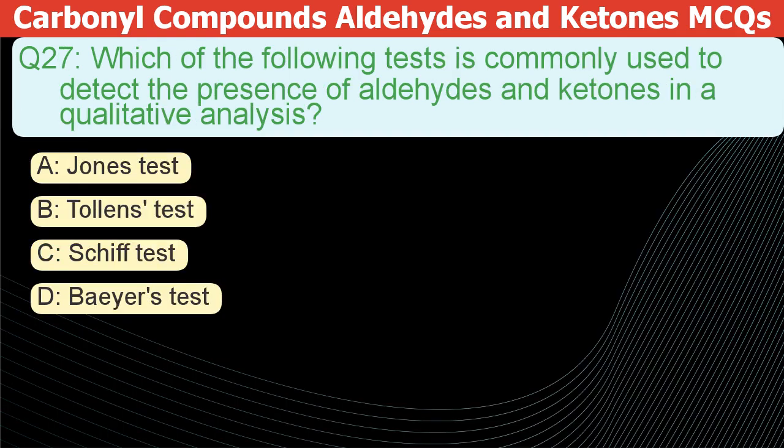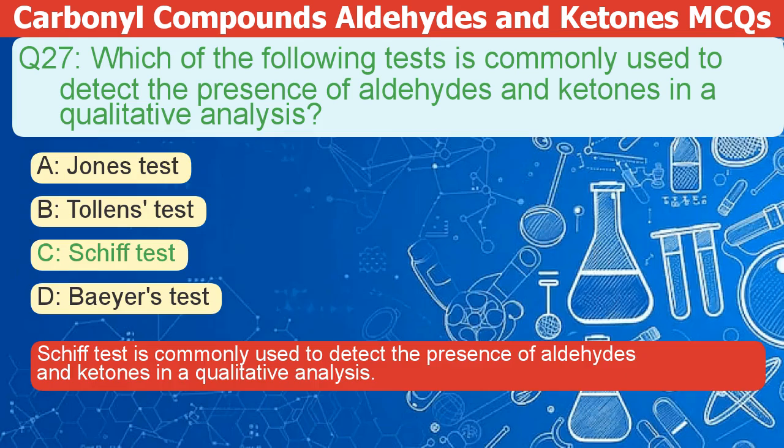Which of the following tests is commonly used to detect aldehydes and ketones in a qualitative analysis? A. Jones test. B. Tollens test. C. Schiff test. D. Bayer's test. The correct answer is C. Schiff test is commonly used to detect the presence of aldehydes and ketones in a qualitative analysis.